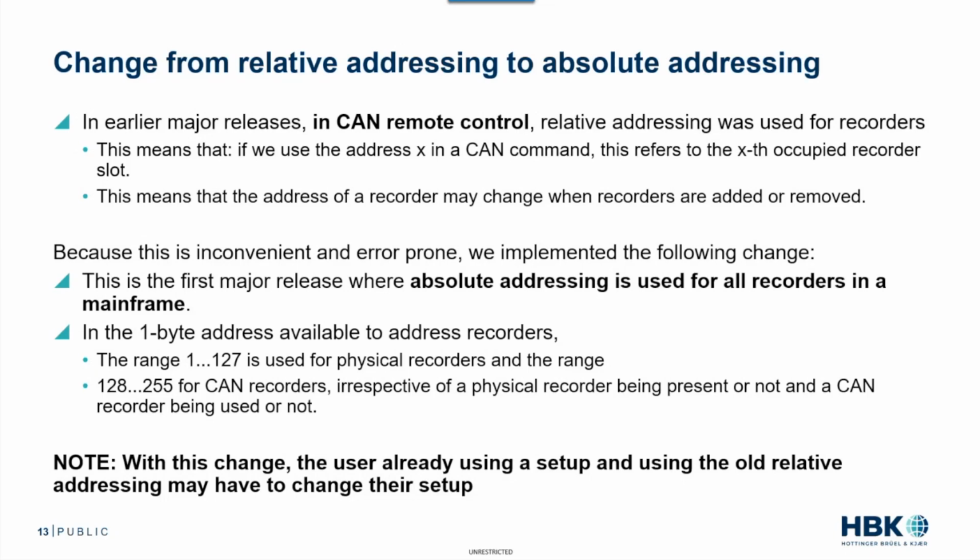So what we've done now is add in absolute addressing. So the range 1 to 127 is always used for the physical recorders, the modules in the mainframe. And then 128 to 255 is used for the CAN recorders, no matter what number of modules are in the mainframe. For current users, that does mean they will need to do a one-time adjustment of their setup as they upgrade to 8.5 to adapt those addressing for the CAN recorders to be in an acceptable range. But once that's done, it's going to make their configuration much more stable, make it much easier to adjust the configuration of their mainframe without affecting the CAN bus.